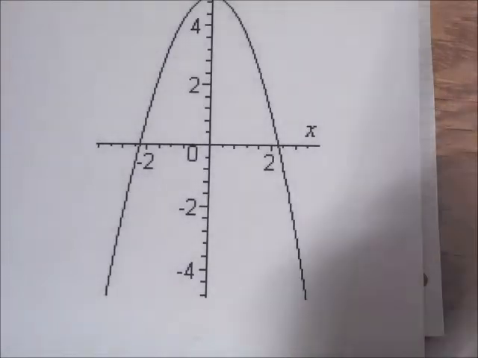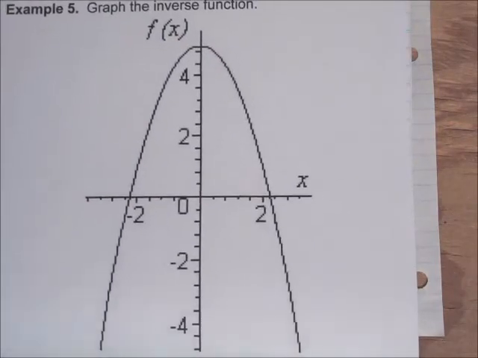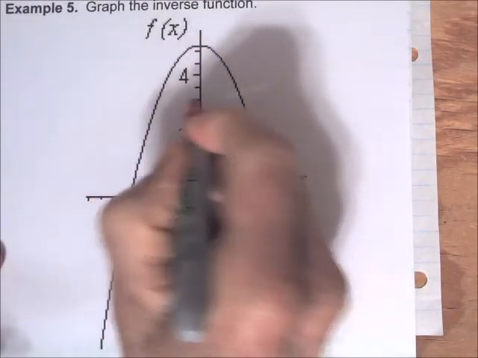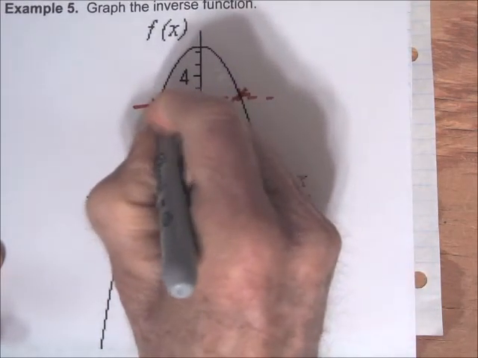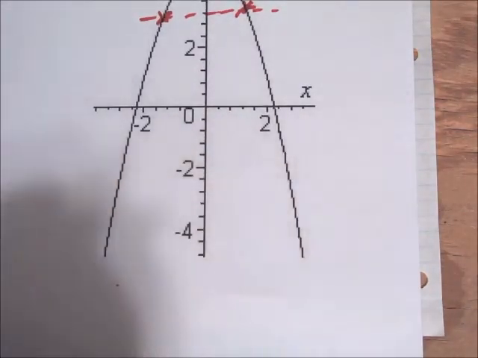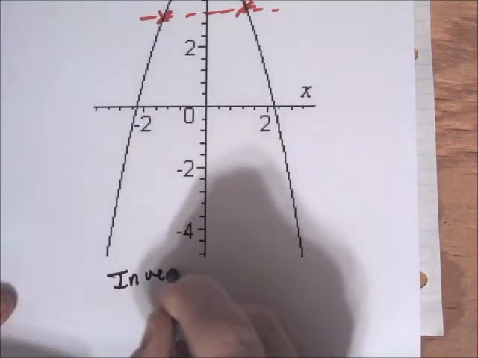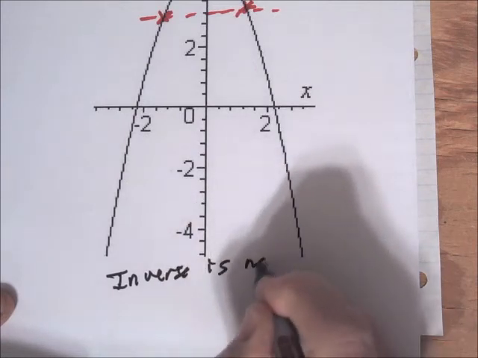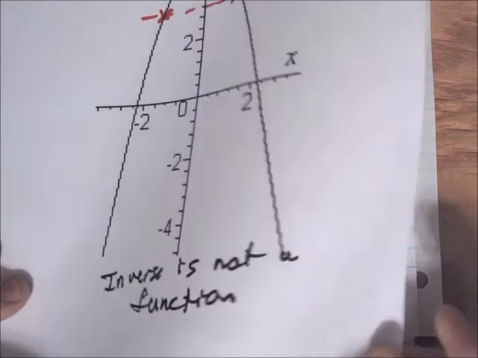You can also get the inverse from the graph. This one, we see the inverse is not going to be a function because it fails the horizontal line test. There are certain places where if you draw a horizontal line, it will hit the curve in more than one spot. So the inverse is not a function. We can tell from the graph it's not a one-to-one function. The inverse is not a function. It fails the horizontal line test.